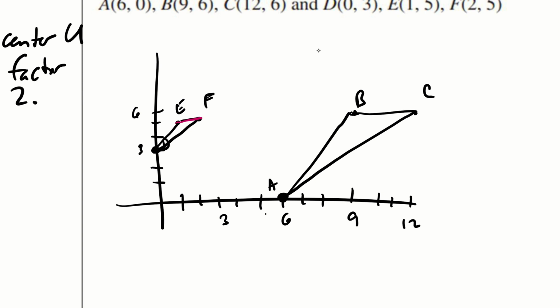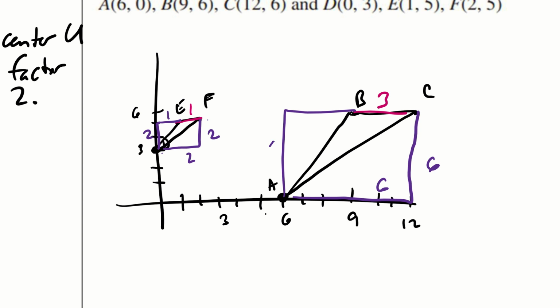So here, the length of this is a length of 1. This is a length of 3, okay, from here to here. And then we're going to figure out what this length is over here. So if I count this here, 1, 2, this is 2, and then this is 1. And then if I count this length here and here, this is 2 and 2, okay? Now if I count here and here, this is 6 and 6. If I count here and here, this is going up 6, this is going over 3.